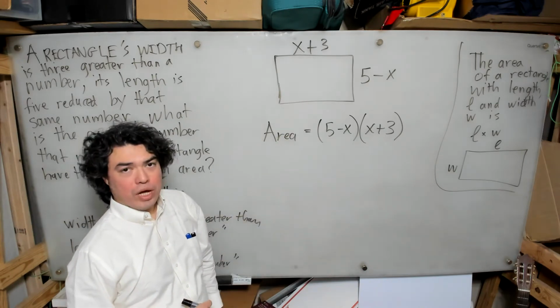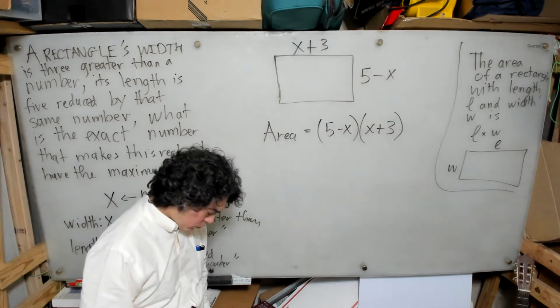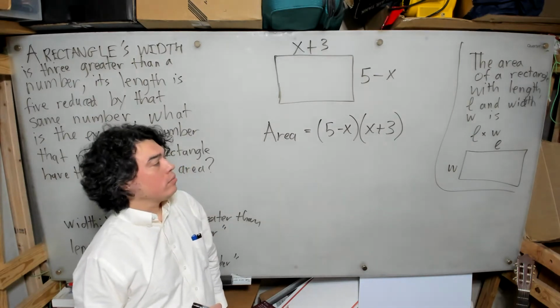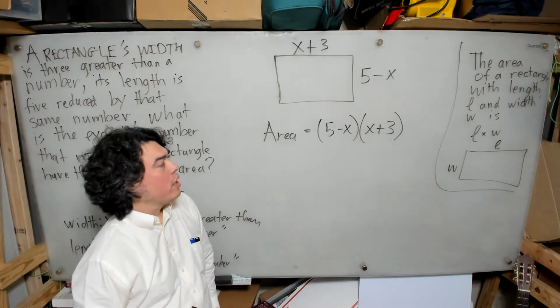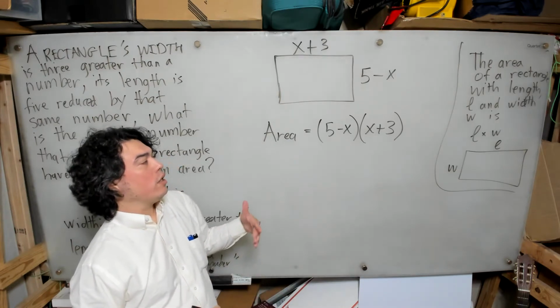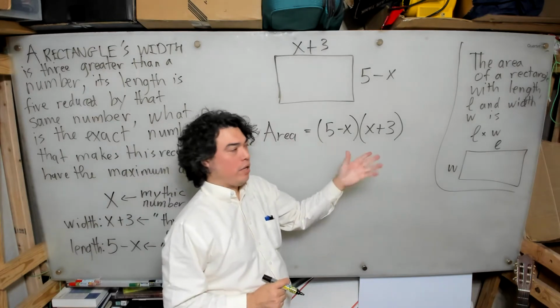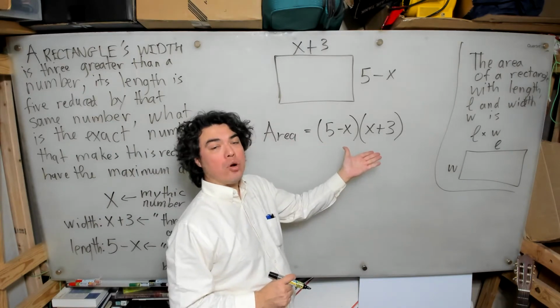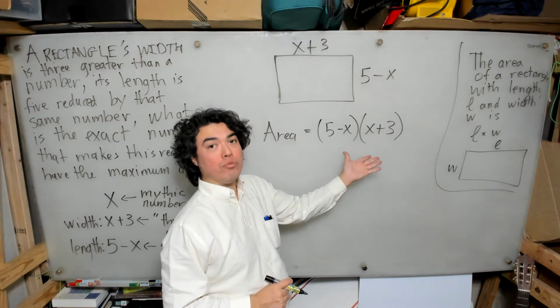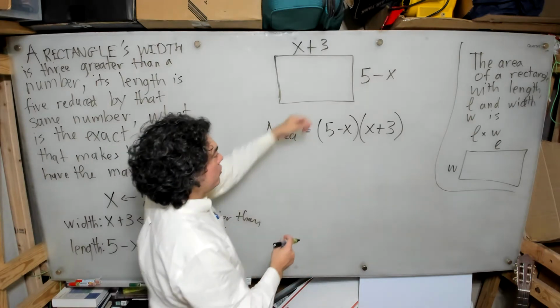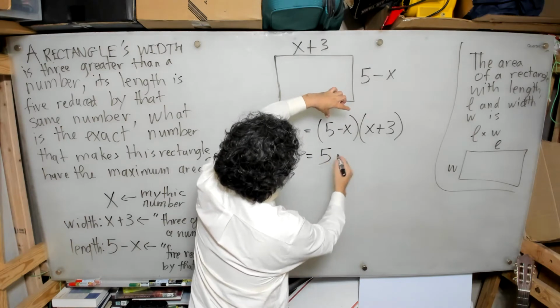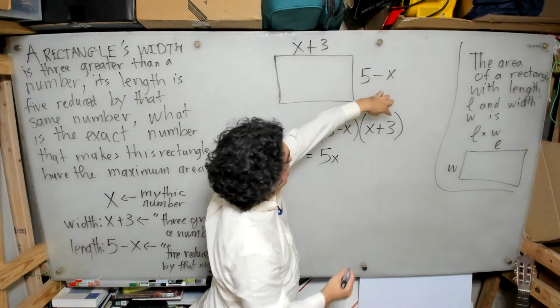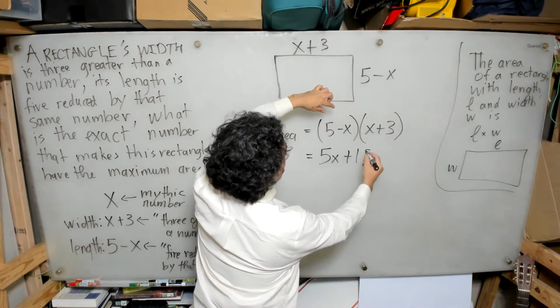This is going to allow us to form, well, it's already a quadratic expression, okay? But we're going to FOIL it, okay? We're going to apply the distributive law to arrive at a form which is more suitable, okay? So 5 times x is 5x. 5 times 3 is plus 15.